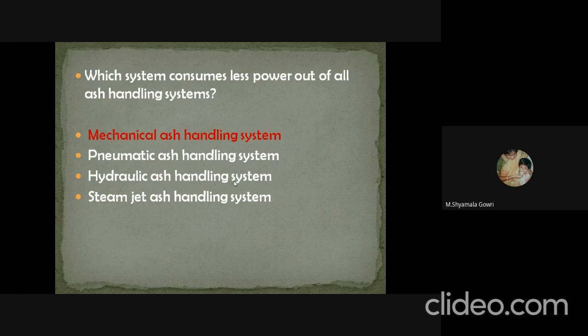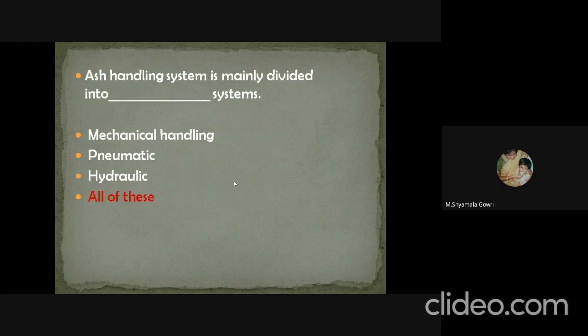Which system consumes less power out of all ash handling systems? The mechanical ash handling system consumes very little power out of all ash handling systems, because pneumatic, hydraulic and steam jet ash handling systems require more power. So the ash handling system is mainly divided into mechanical, pneumatic, and hydraulic systems.